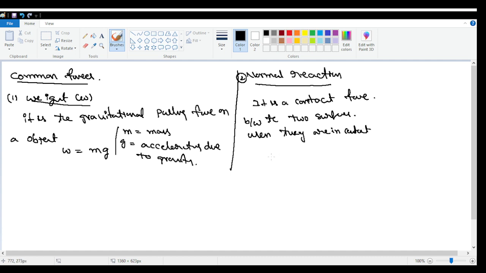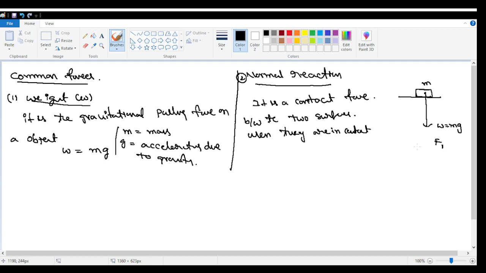What is the important point? Let me take one small example. One table is there, and one book is lying on the table. The weight of the object always works in the downward direction, W = mg, if the book's mass is m. One force is acting downward on the table. The book is applying a force on the table, that is the first force.